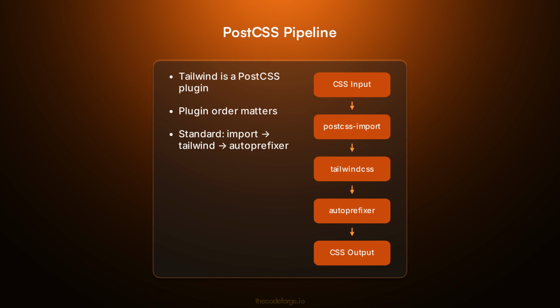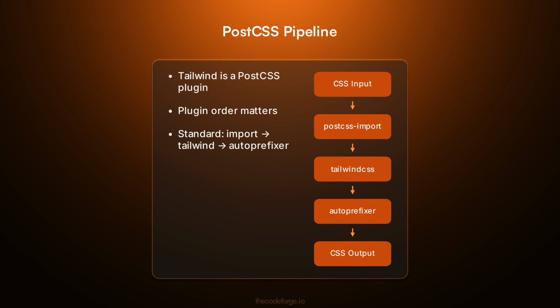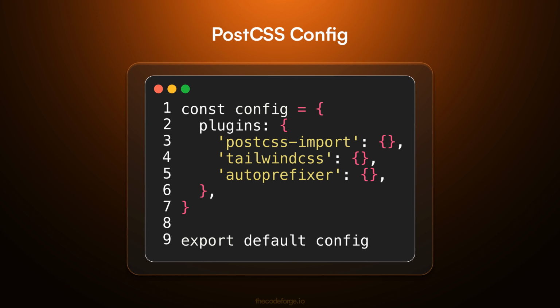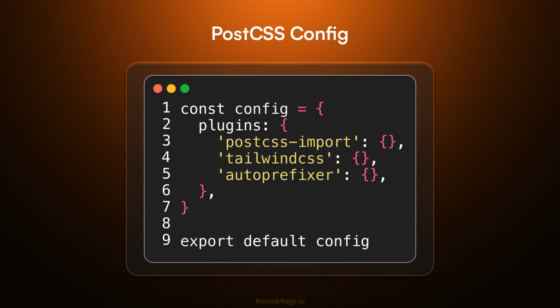Next.js uses PostCSS to transform CSS. Tailwind is a PostCSS plugin. The standard pipeline runs postcss-import first, then tailwindcss, then autoprefixer. Plugin order is critical. Here's the default PostCSS config for Next.js with Tailwind. It includes postcss-import to resolve @import, tailwindcss to generate utility classes, and autoprefixer for vendor prefixes.